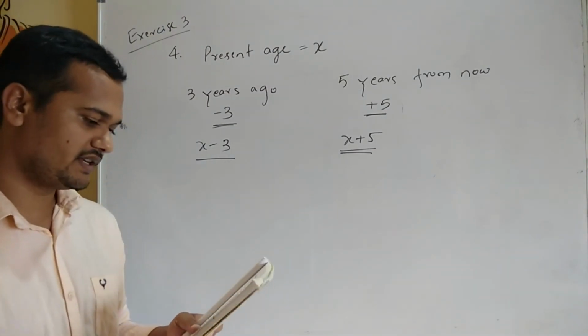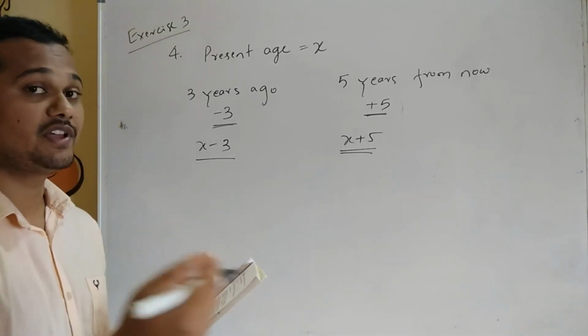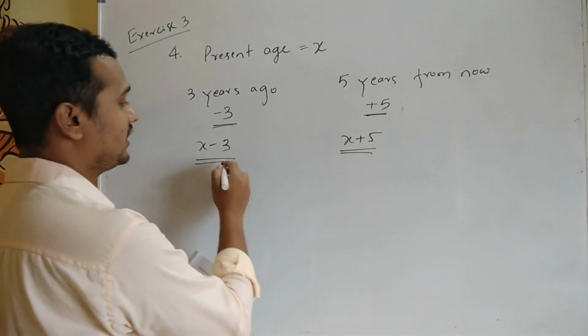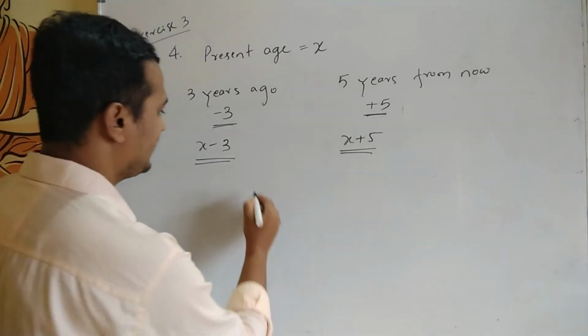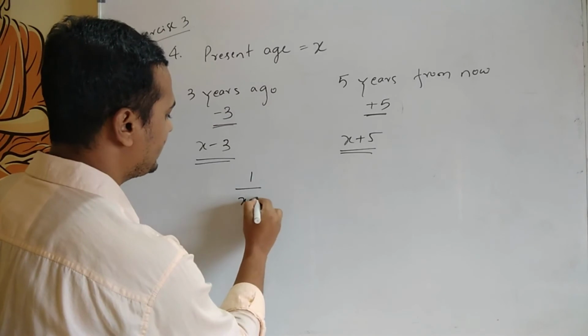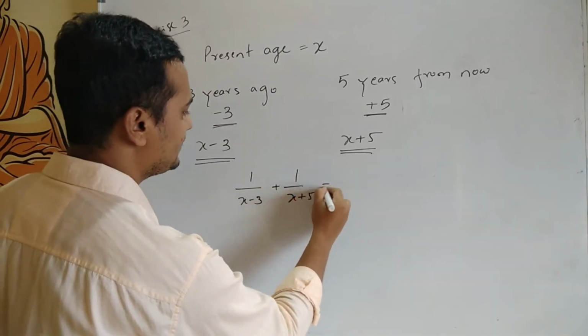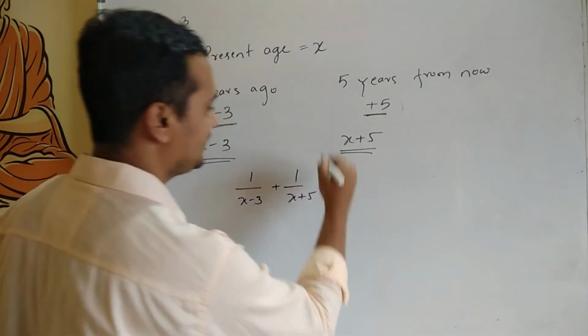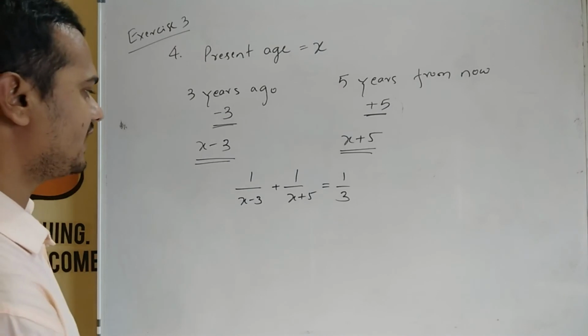So next sentence is, the sum of the reciprocals of Raymond's age. Sum of the reciprocals. Adding the reciprocal of both, I will get 1 by 3. That is 1 by x minus 3 plus 1 by x plus 5 is equal to 1 by 3. Right? So if I simplify this one, I will get a quadratic equation. Let's see how to simplify this one.